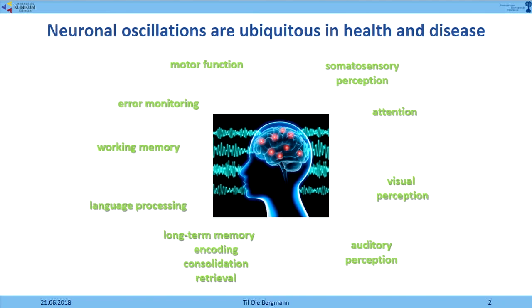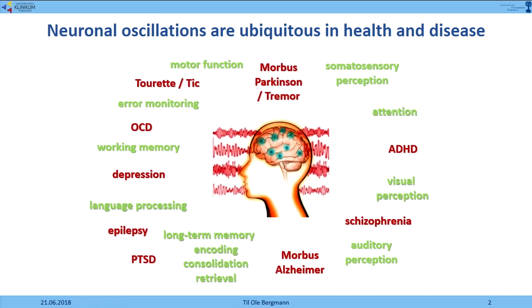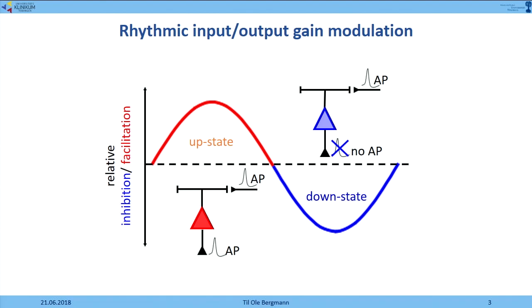They're a very widespread phenomenon, and they're involved in many different cognitive functions. And they're also aberrant in a lot of neurological and psychiatric disease. And I think they are so widely found in the brain because they are reflecting basic computational principles. And the most basic one might be rhythmic input-output gain modulation. That means no matter how exactly an oscillation is generated, it usually has a more excitable and a less excitable phase. Let's just call it the upstate and the downstate.